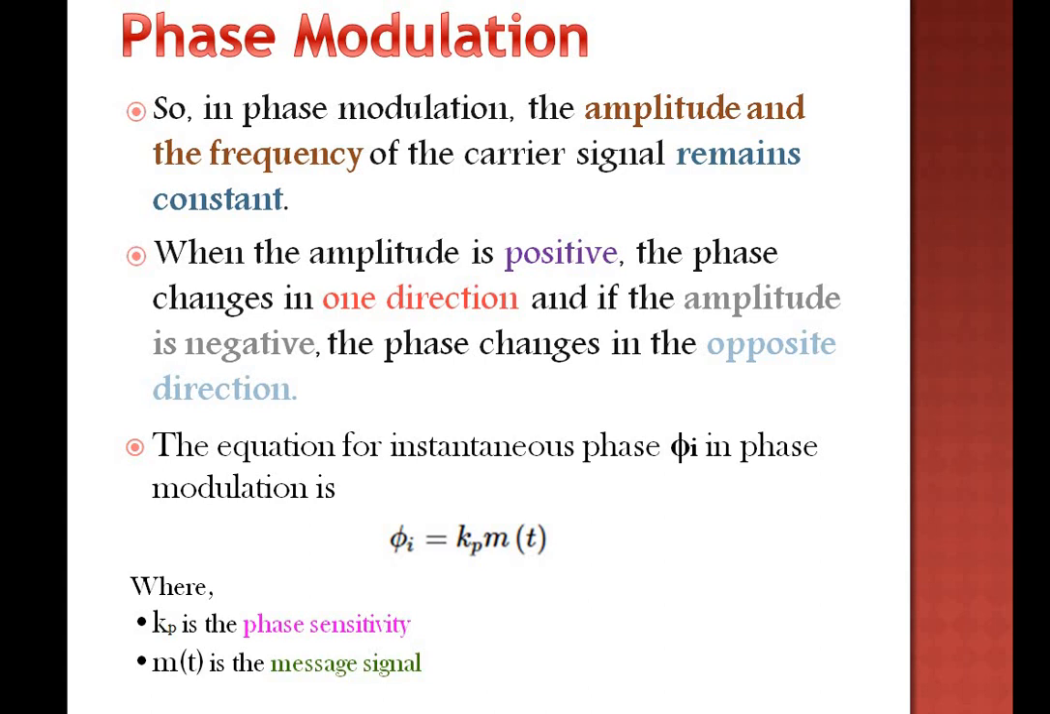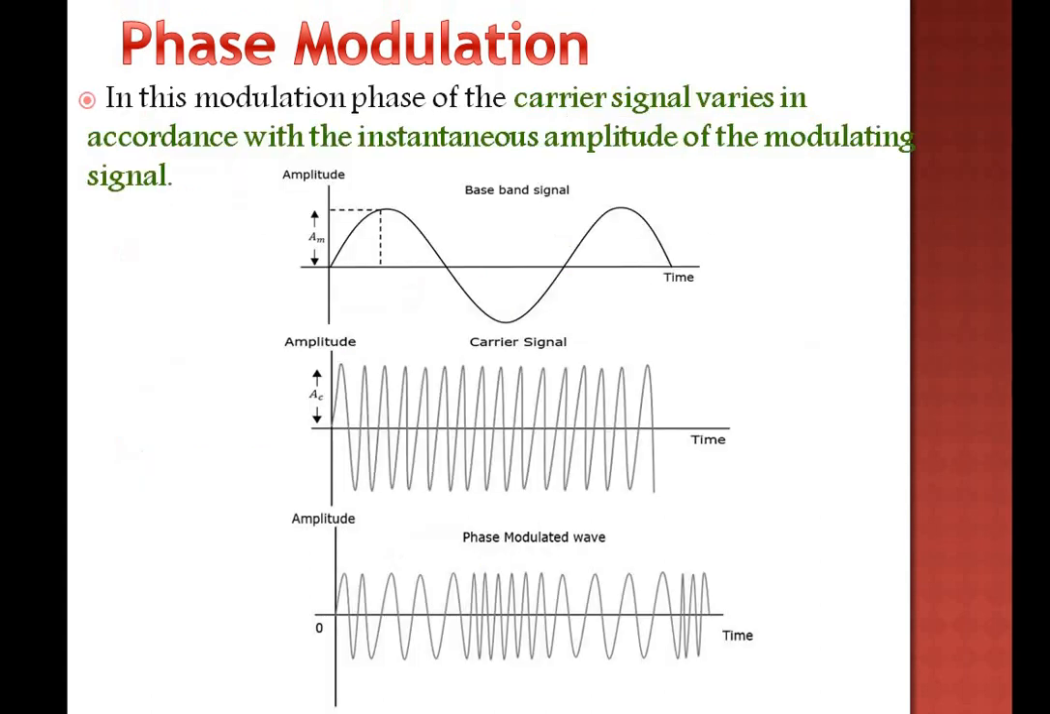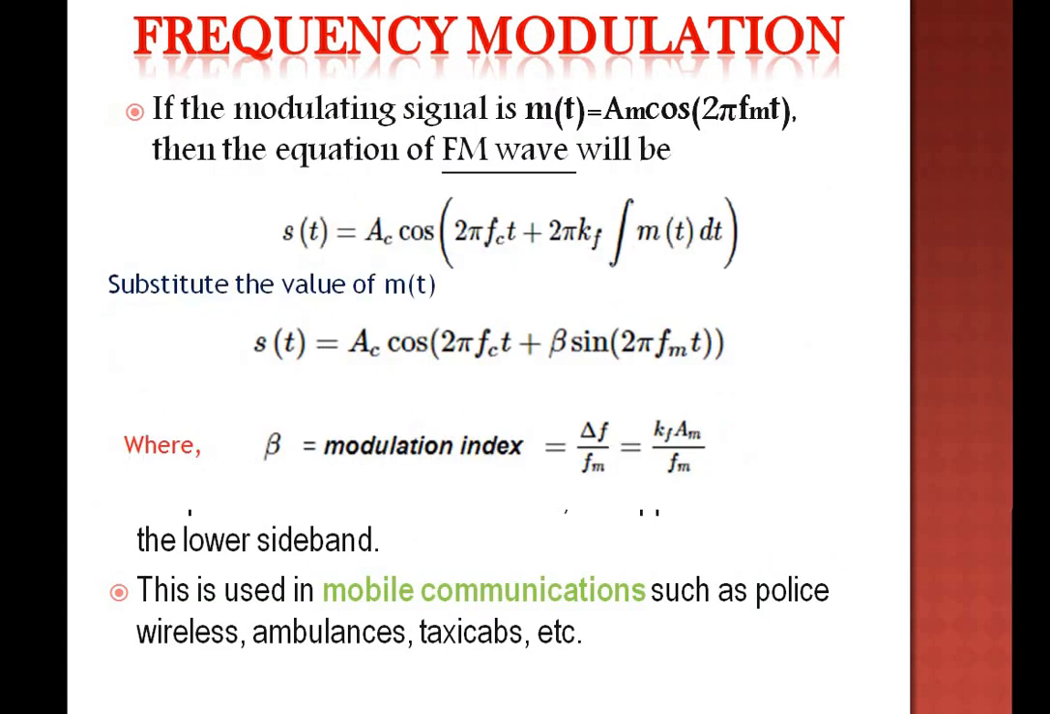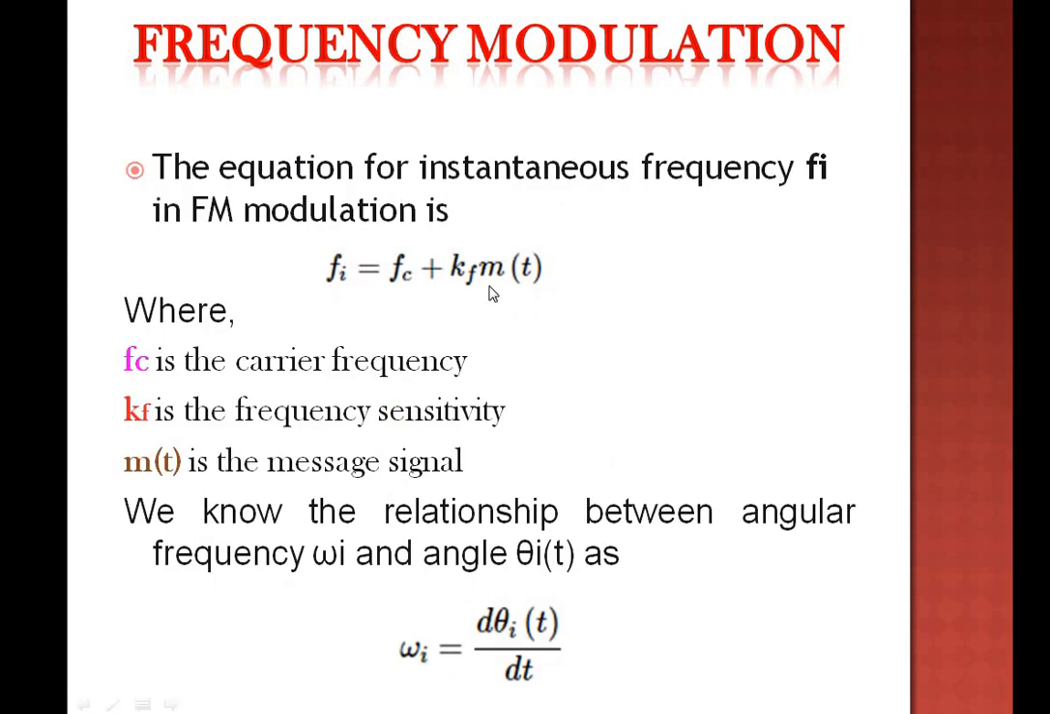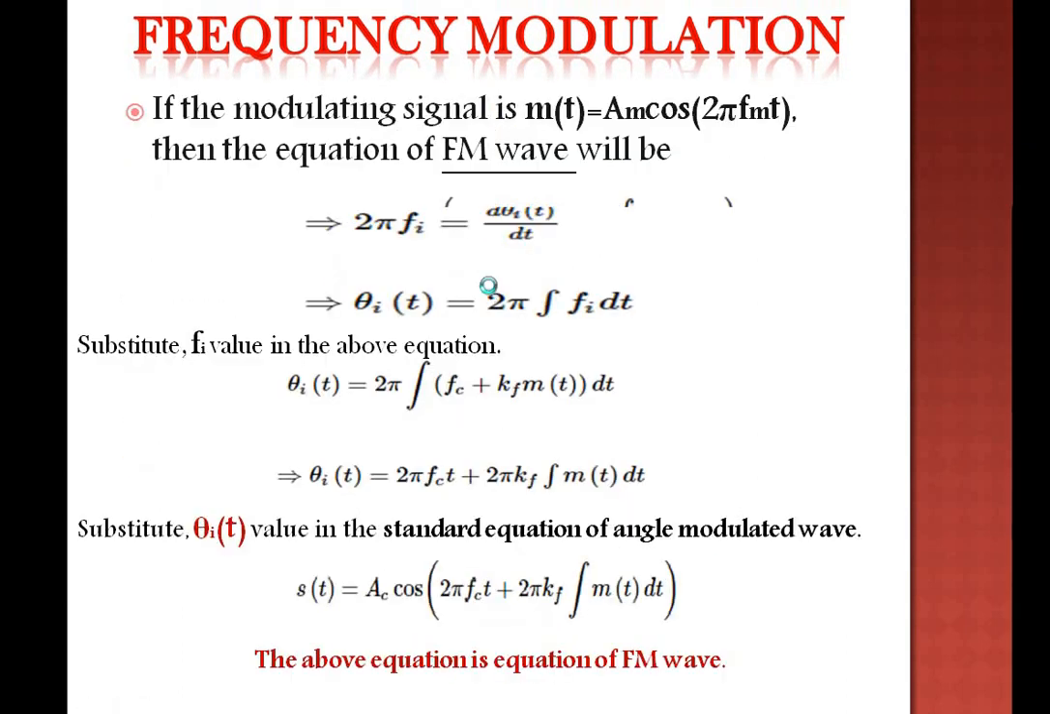For this one also you have to find the mathematical expression and equation, where in frequency modulation we have seen the instantaneous frequency equation. What was the frequency equation? Instantaneous frequency equation: Fi is equals to Fc plus Kf into m of t.